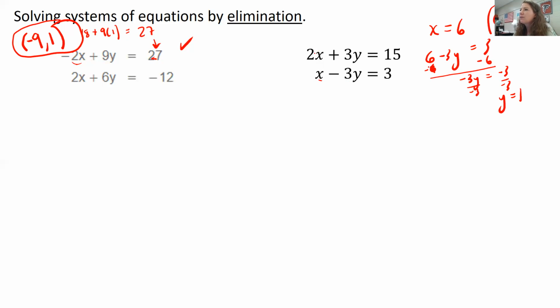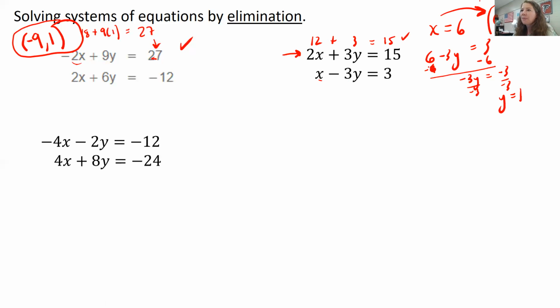And I'm going to plug those into that first equation just to double check. So 2 times 6 is 12, plus 3 times 1 is 3. And does 12 plus 3 equal 15? Yes, it does. So I know my answer is correct. All right, here's our third one. Hope you guys are doing these with me.